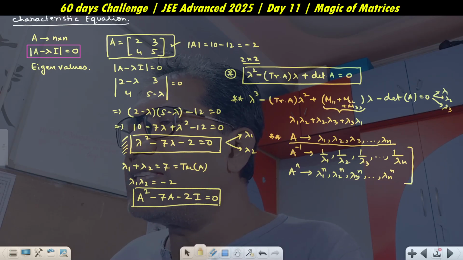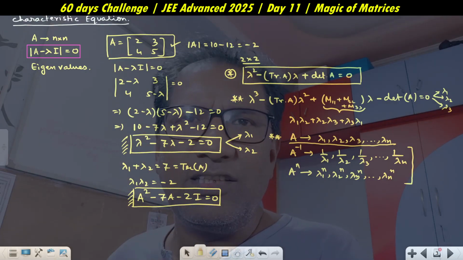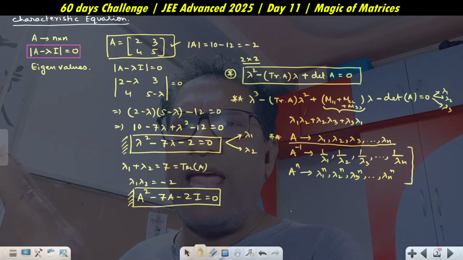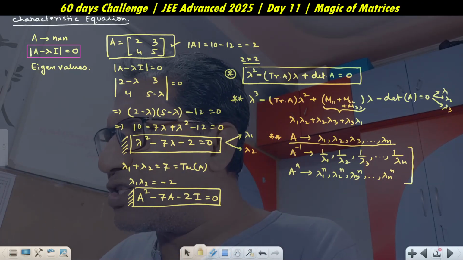Clear? So this is how we got this. This came from the Cayley-Hamilton theorem. Right? So these two things we have to remember by heart. Now let me take some examples based on this.